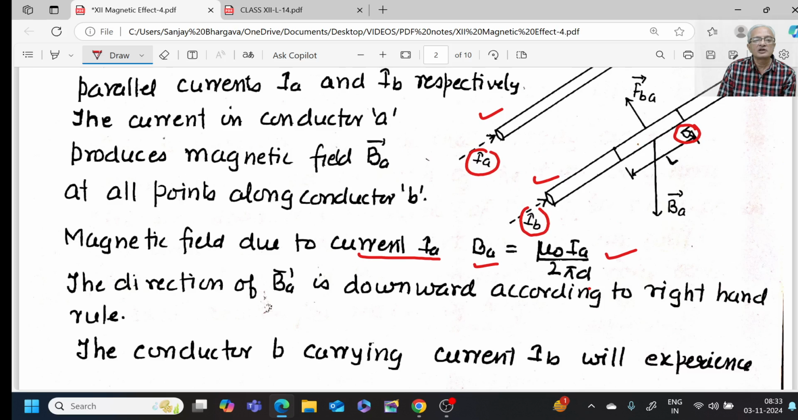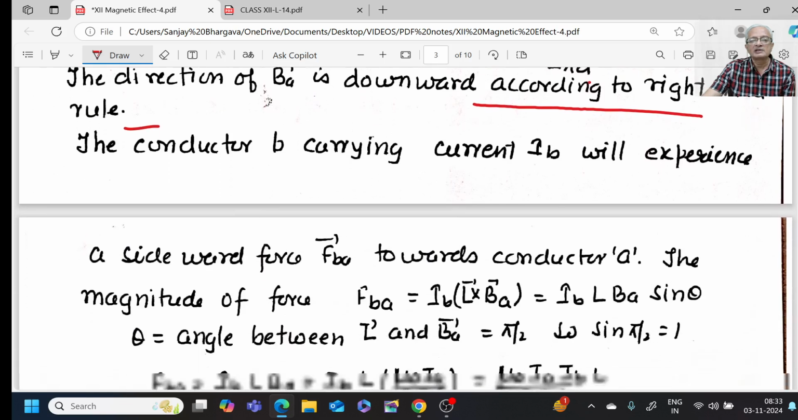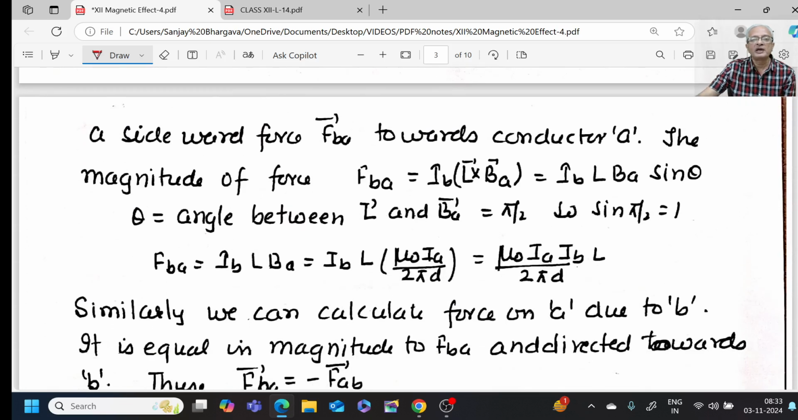What would be the direction of BA? The direction can always be calculated by the right hand rule, and it comes out as downward. And what does the right hand rule say? Curl the fingers around the conductor, thumb points in the direction of current, then the curling fingers point in the direction of magnetic field. The conductor B carrying a current IB will experience a sideward force FBA towards conductor A.